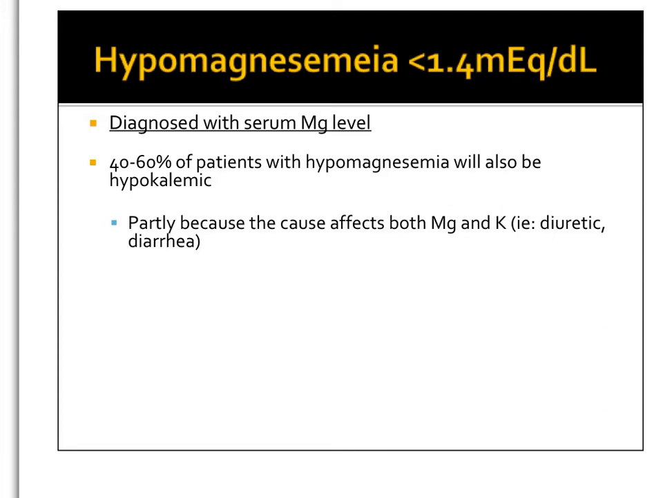Hypomagnesemia. All right, so it's going to be less than 1.4. This is simply diagnosed with a serum mag level. You just order mag, you'll be able to see it. 40 to 60% of these patients will also be hypokalemic as well. Why? Well, because typically the cause of the hypomag and the hypokalemia is the same thing. Like it's either a diuretic or diarrhea or some other cause. So typically if you see there's low mag, there's probably going to be low K as well.